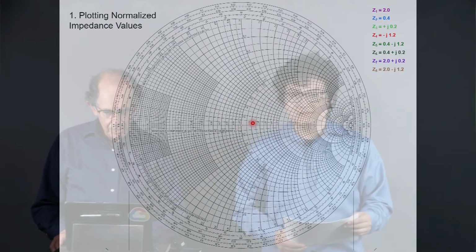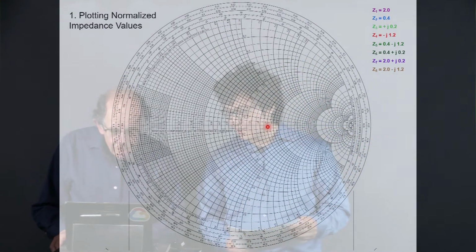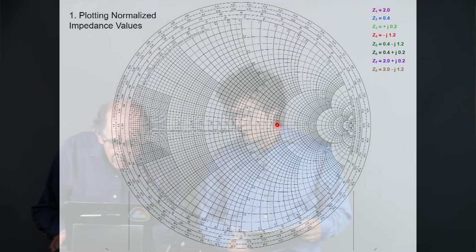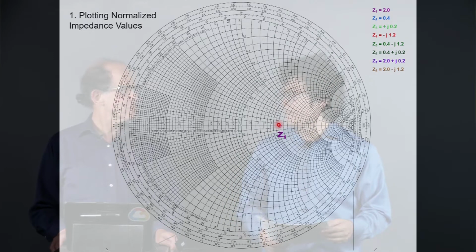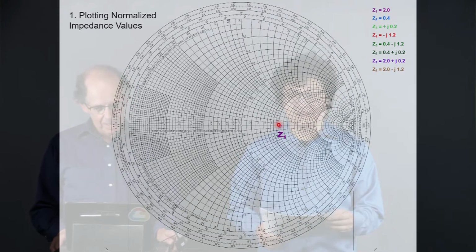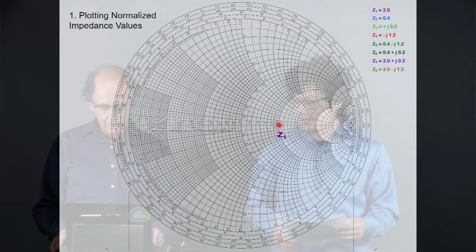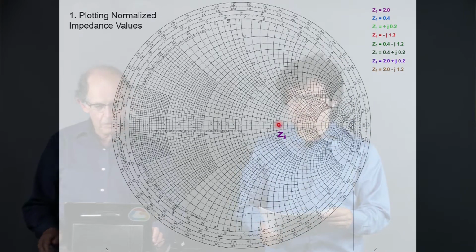Well, we go along the real axis, and my eyesight is pretty bad. I suggest it's there. Let's see if we're right. Z1, there it is, 2.0. Perfect. Okay, so let's go to the next one. Sam, you get to do this one.